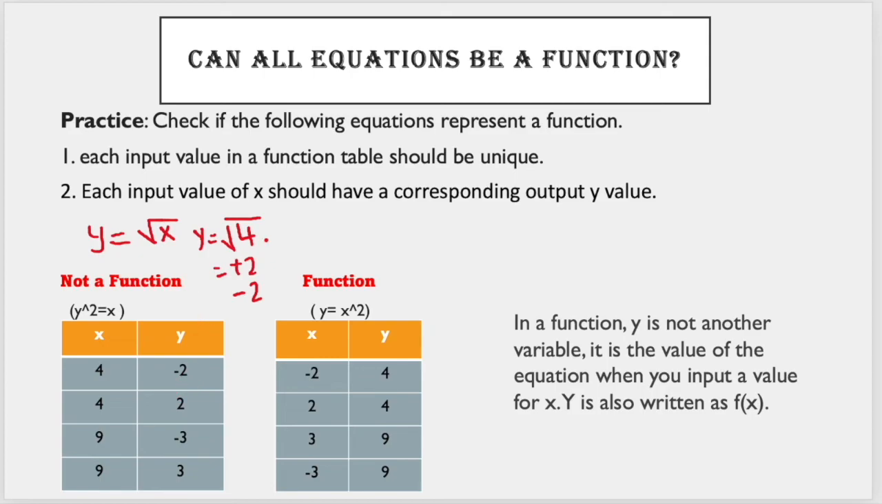Now if we input 9 for x, what would be the value of y? Square root of 9, which could be plus 3 or minus 3. That means if the x value is 9, you can get two different y values, which is negative 3 or positive 3. Again, this doesn't qualify for a function because the same input variable has two different output variables in the output value column. So this is not a function. Now let's look at the second one, y equals x squared.